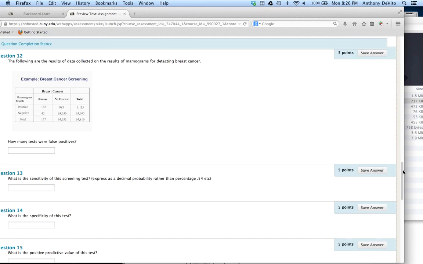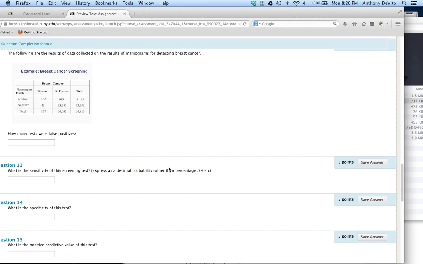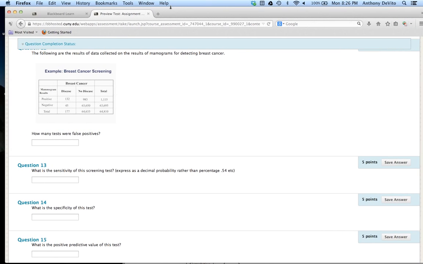What is the sensitivity of this screening test? I'd express it as a decimal probability rather than a percentage. What's the sensitivity? Anybody want to tell me? I'm going to let you work out the fraction. But what numbers would you use to figure out the sensitivity of this test? What does the sensitivity of this test represent? It represents how good it is at identifying people that have the disease, right? Those with the disease. So 177 people have the disease.